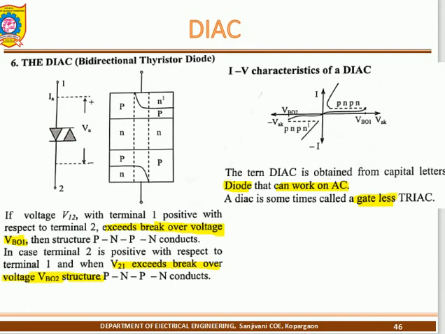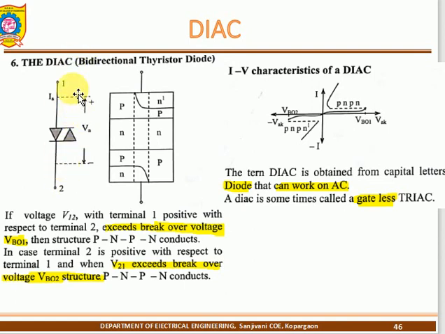The next one, the last topic in the unit, is called a DIAC. DIAC is a bidirectional thyristor diode. Why is it a thyristor? It comes under the thyristor family, a bidirectional thyristor diode. Two diodes are connected anti-parallel. There is no gate terminal, so that's why it is called a diode.